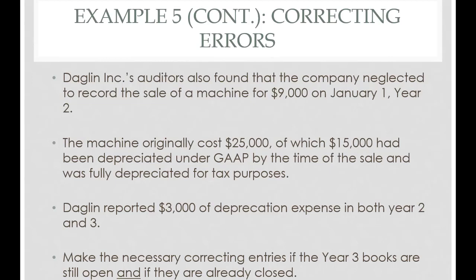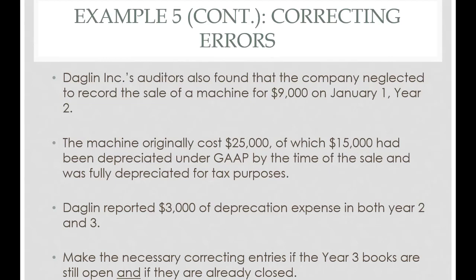Now Daglin's auditors are back and they have found another mistake. In this case, they sold a machine on January 1 of year 2 for $9,000. The machine had originally cost us $25,000. Of that, $15,000 had already been depreciated away for GAAP. It was fully depreciated under GAAP, but we didn't record the journal entry. Instead, Daglin continued to make the journal entries for depreciation expense in years 2 and 3. We need to make the necessary correcting entry if the year 3 books are still open and if the year 3 books are closed.